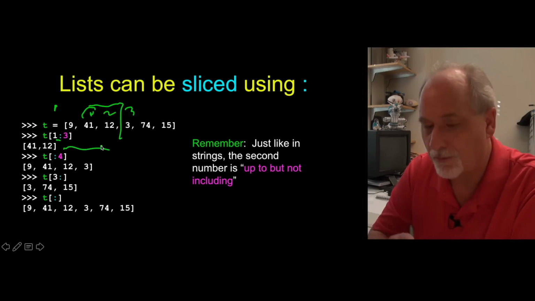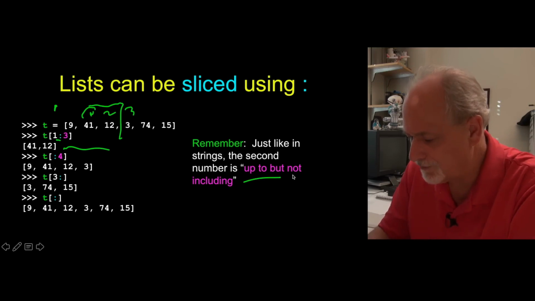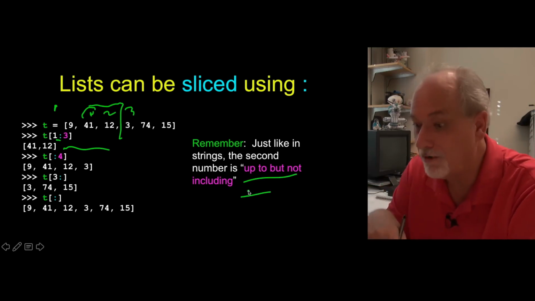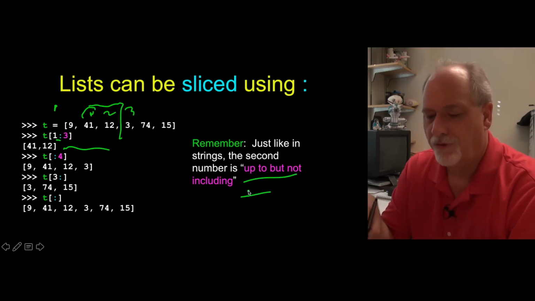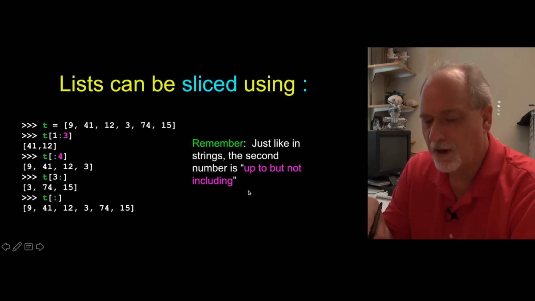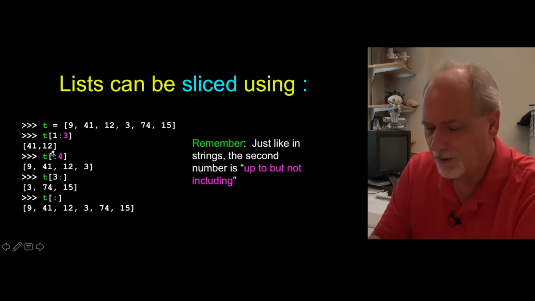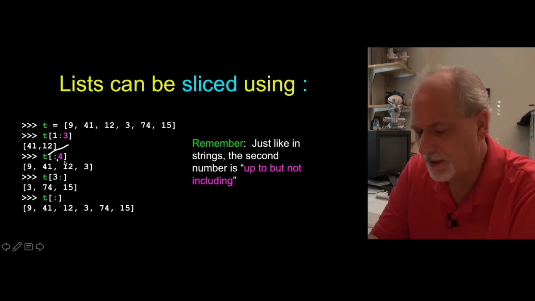And that's why we get 41 12 out of that. So, up to, but not including. I'll just say that over and over again. You can leave the first part out here, and you can say, up to, but not including 4. So that starts at the beginning and goes up to, but not including 4. And so that's how we get that piece right there.